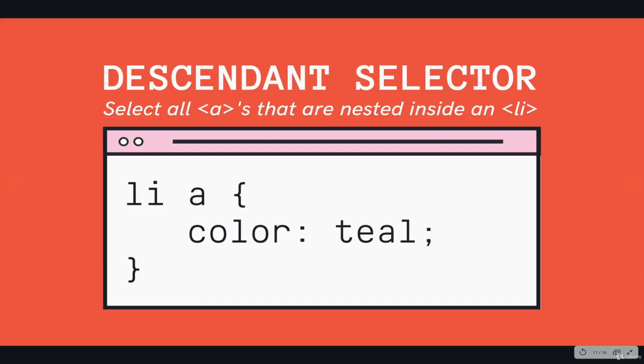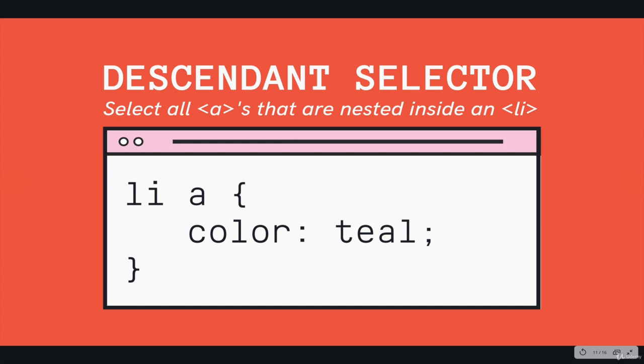The next selector we'll take a look at is the Descendent selector, which we write using a space. So in this case, we have li space and then a. And this is going to select all anchor tags that are nested or are descendants of an li. So they descend from, they're somewhere nested inside of an li. It's a long way of saying that. So that space is very important.